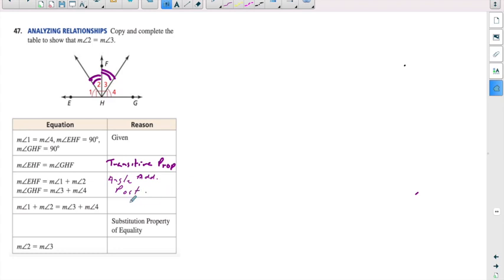So, angle addition postulate. From there, once again, you can use that same idea. We already know these are equal, so we are going to say these are equal, and now these two things are equal. Once again, transitive property. We're pausing.